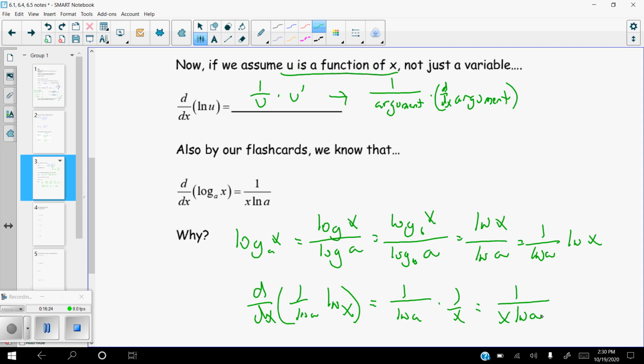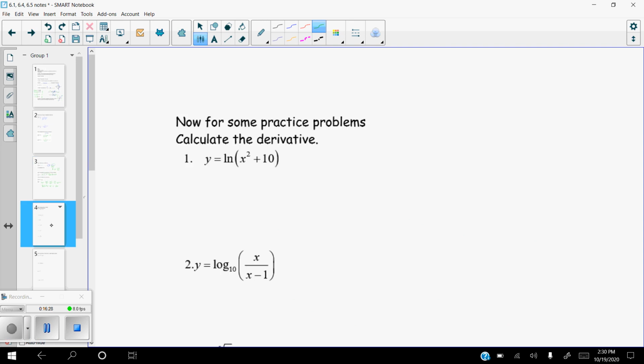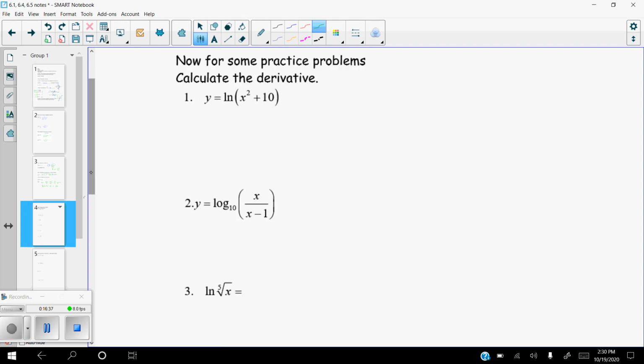So let's go ahead and do a little bit of practice on these two specific properties with inverse trig and log properties, just to see what we're doing here. So the first one says, calculate the derivative of the natural log of x squared plus 10.